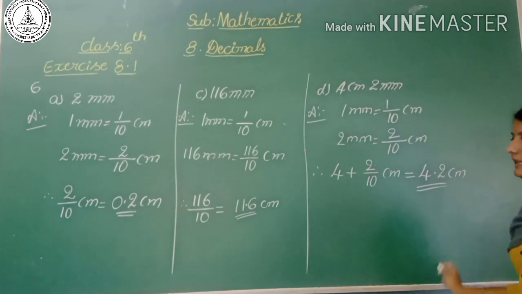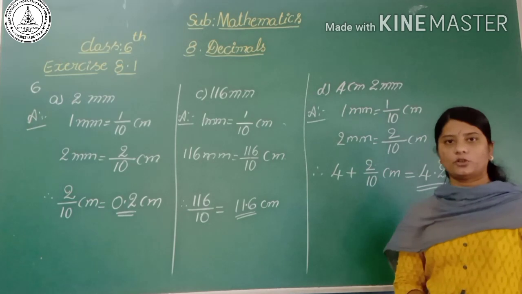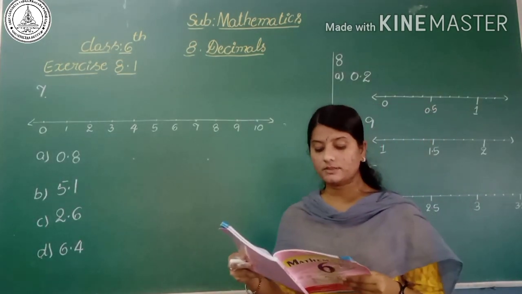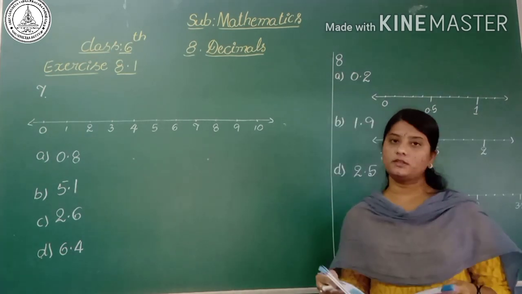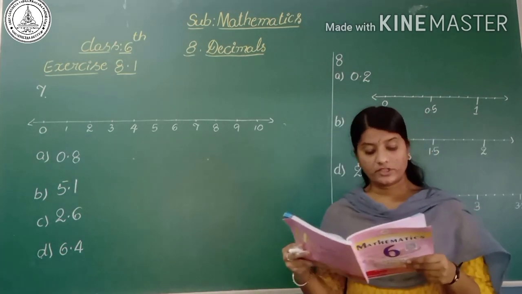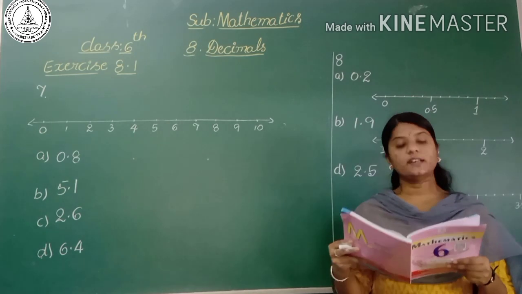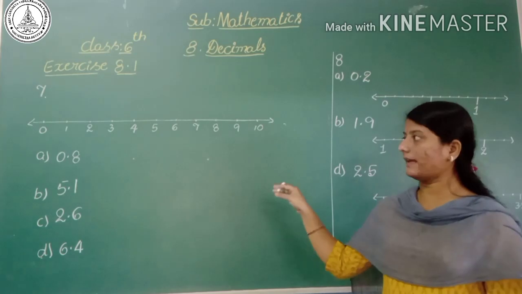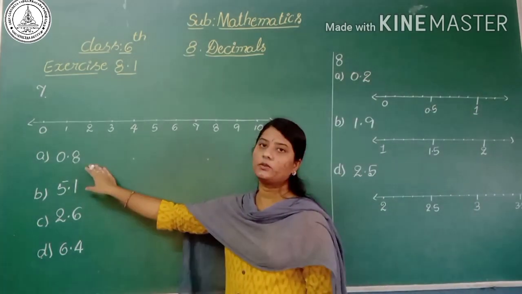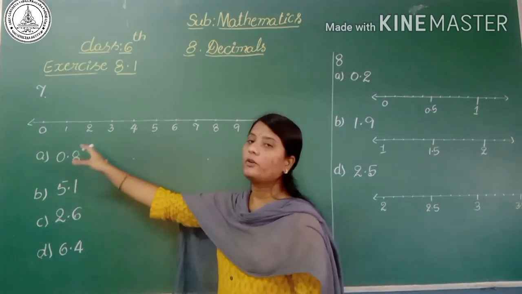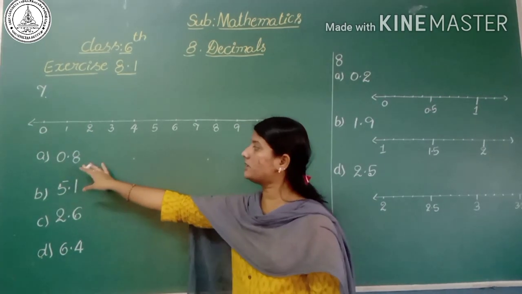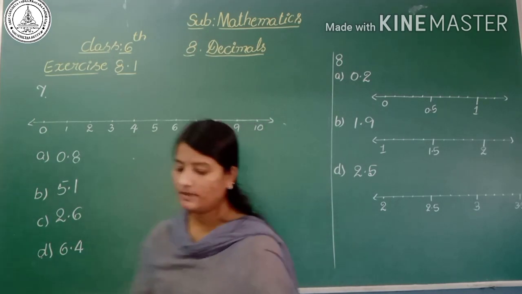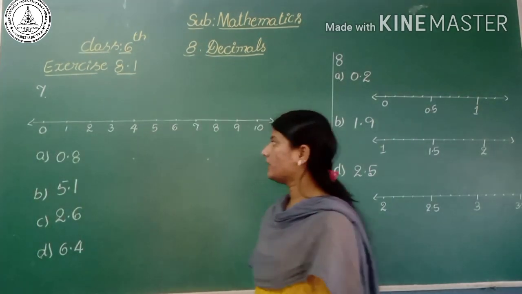Is it clear? Then let's go to the 7th question. Between which two whole numbers on the number line do the given numbers lie, and which of these whole numbers is nearer to the number? Here we have drawn the number line to see between which two whole numbers the number lies and which whole number is nearer. The first question is 0.8. We can see here.